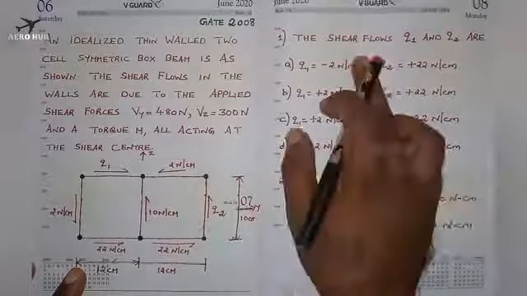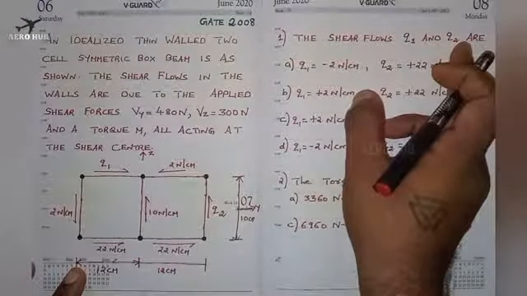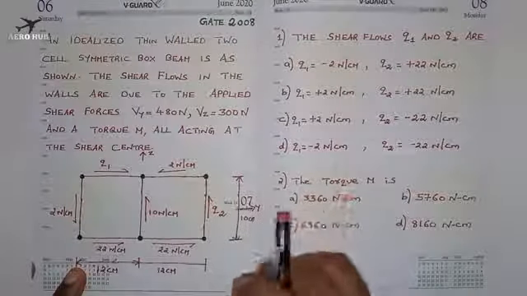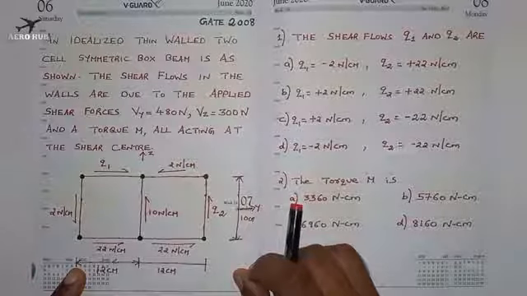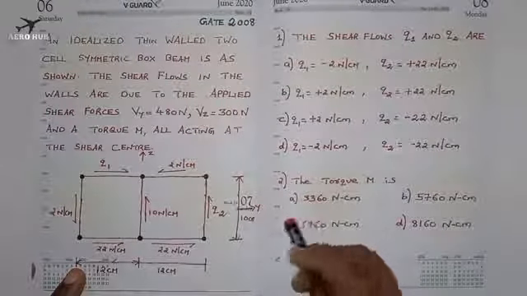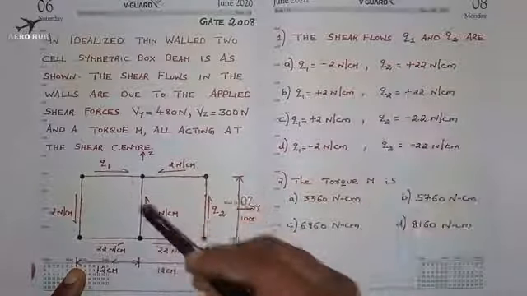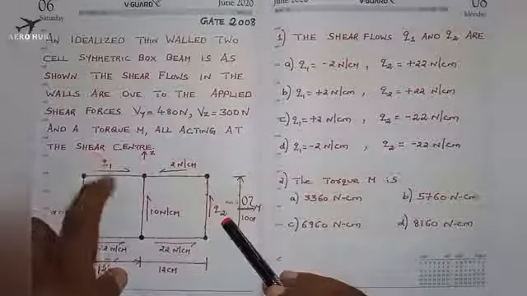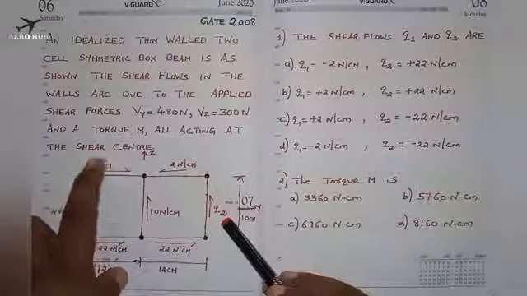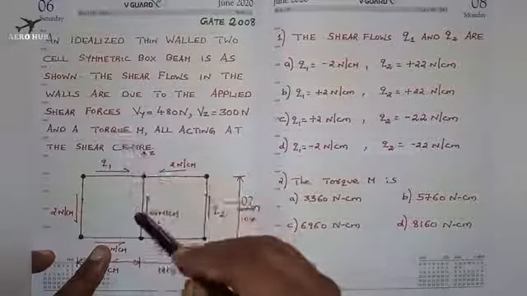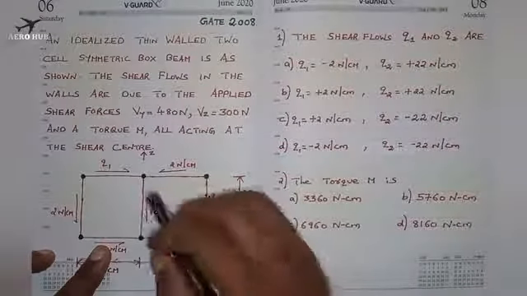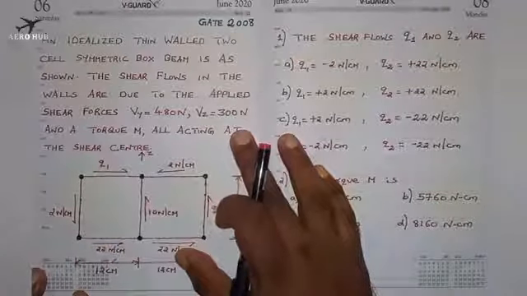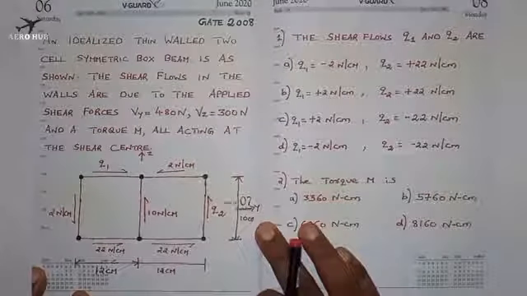They're asking for the shear flows Q1 and Q2, and second, the total torque M acting on the beam. We have two questions to solve. First of all, we have to find the value of Q1 and Q2. You can see in this diagram we have Q1 and Q2 and we are not aware of their values. We also have to find the value of torque, that is the external applied moment acting on this particular beam. This is one of the important questions from aerospace structures and we will solve it.